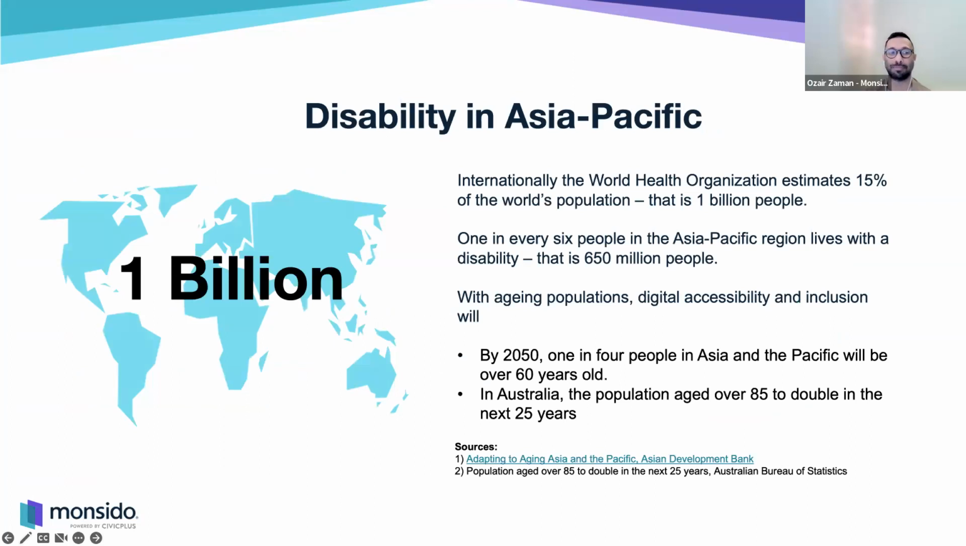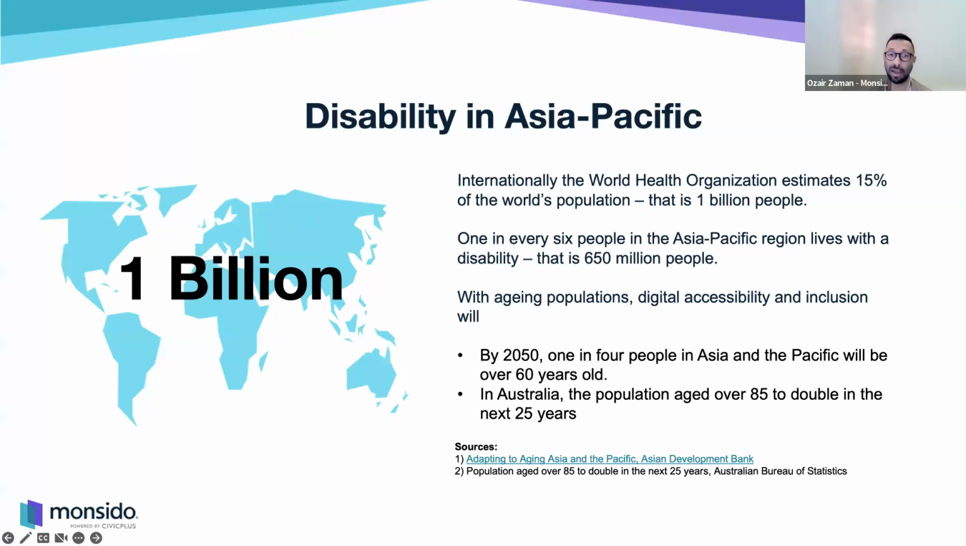So now that we've talked about some of the reasons for doing accessibility, let's talk about the numbers. Now, internationally, the World Health Organization estimates 15% of the world's population to have some form of disability, right? That's 1 billion people. And here in our own backyard, Asia Pacific, that's 650 million people. So that's 1 in 6, right?